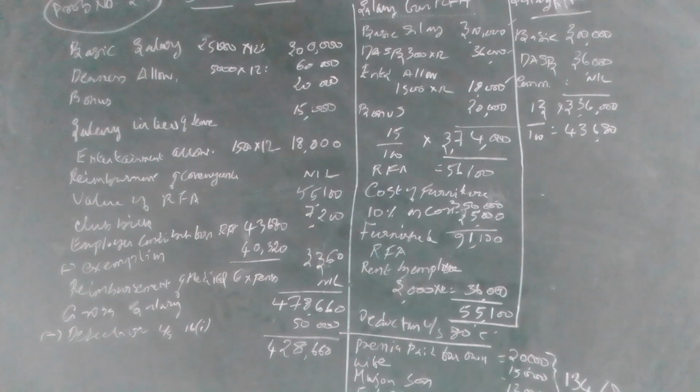Then another one is club bills given, and club bills paid by the employer. So it is taxable. Any payment paid by the employer on behalf of the assessee is taxable. So that we have to take.